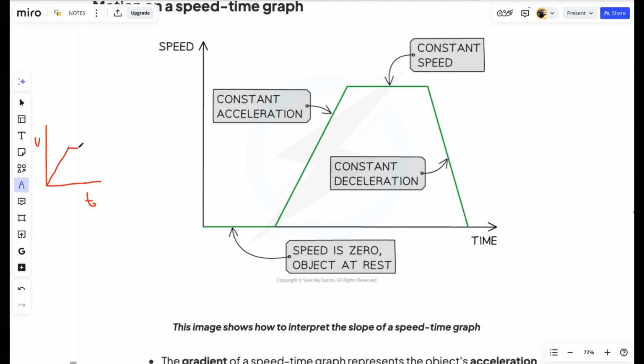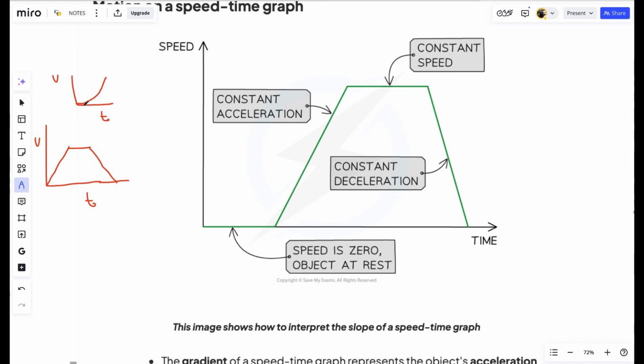But this is a constant speed if it's resting, like a horizontal straight line. And then this is a constant deceleration. This is a constant deceleration if it's going downward in a speed time graph. Okay? But if we have this type, like this, this is an increasing acceleration for a speed time graph.